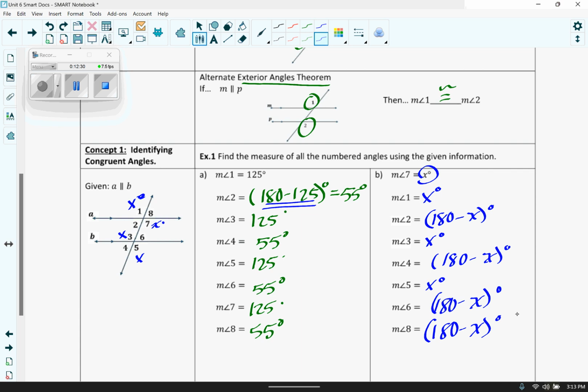Done. I don't have to find any extra values. Not y, there are no y's. It's just 180 minus x.